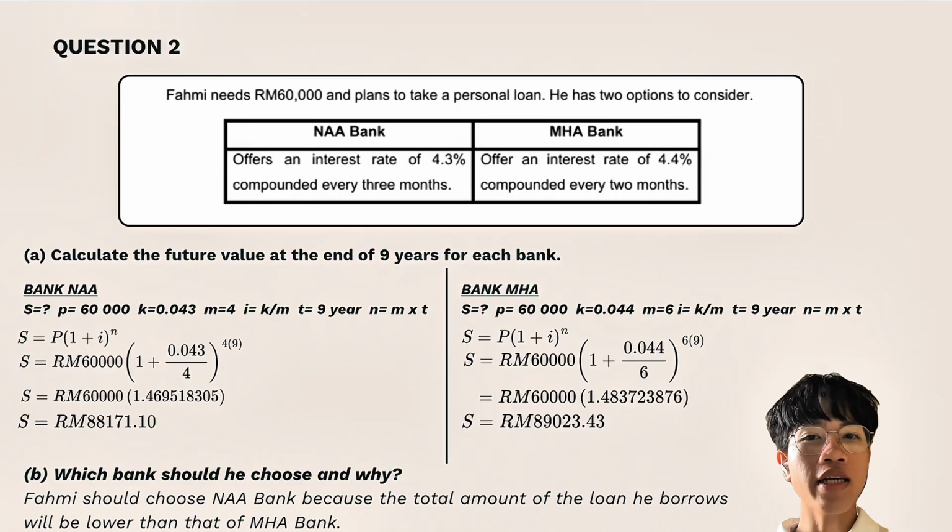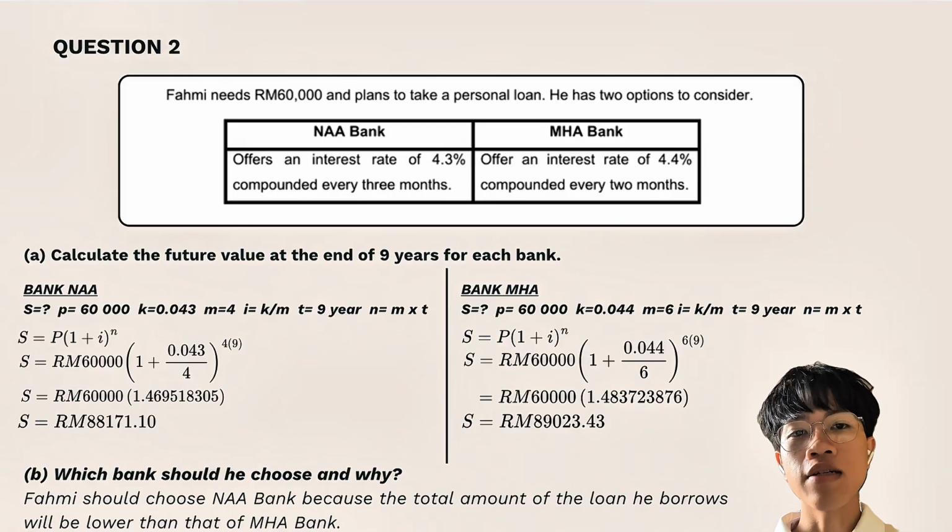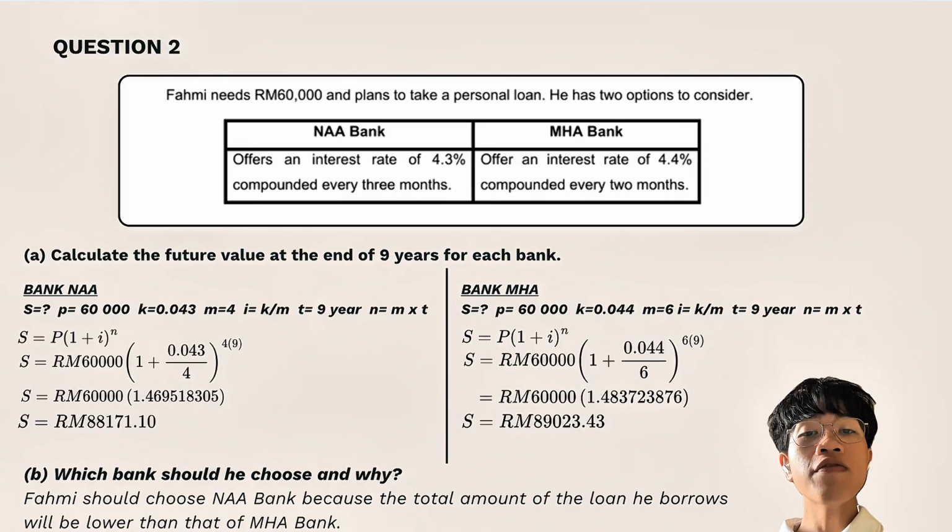Next, we move to MHA Bank. MHA charges a slightly higher rate, which is 4.4%, and it is compounded every 2 months. That means 6 compounding periods per year, so we divide 0.044 by 6 for the rate per period and multiply 9 years by 6 to get 54 periods. Using the same formula, the future value here becomes 89,023 ringgit 43 cents.